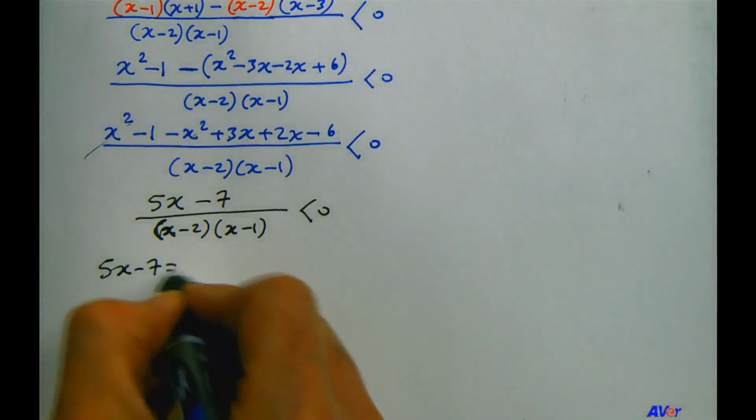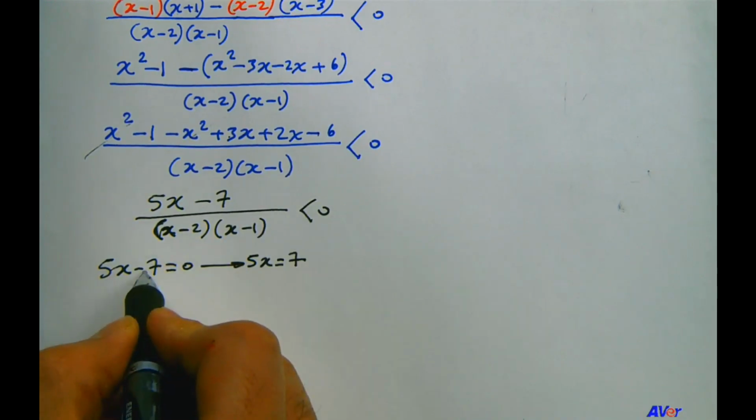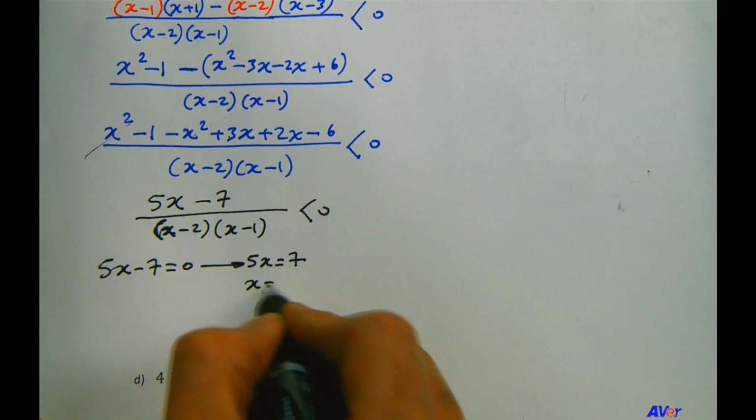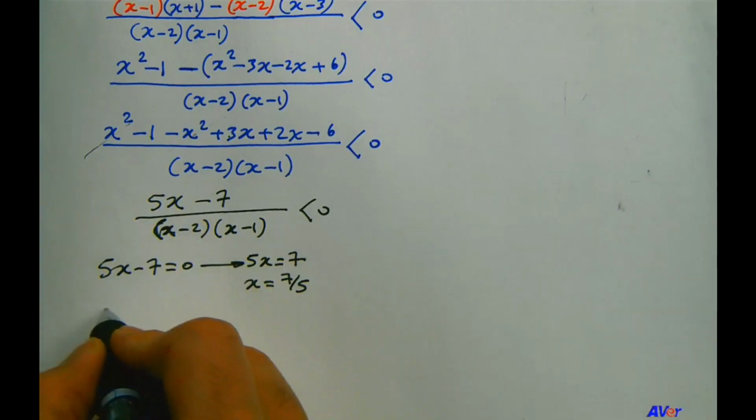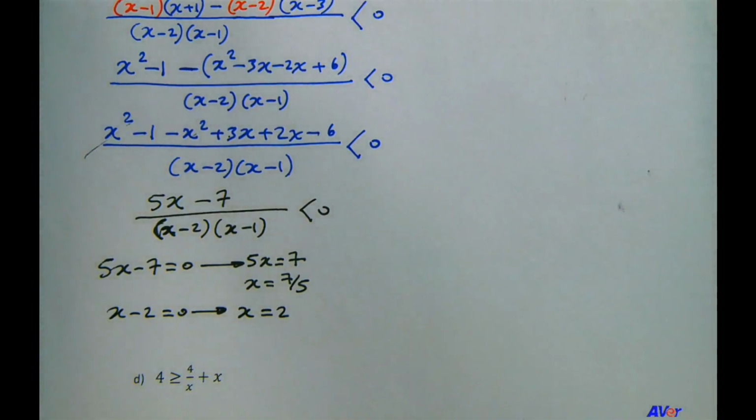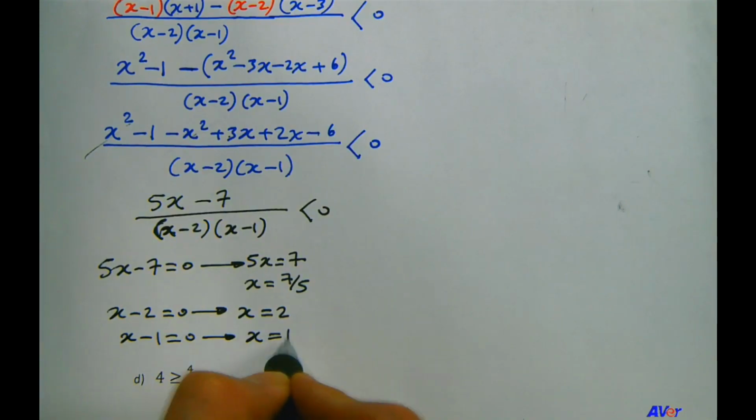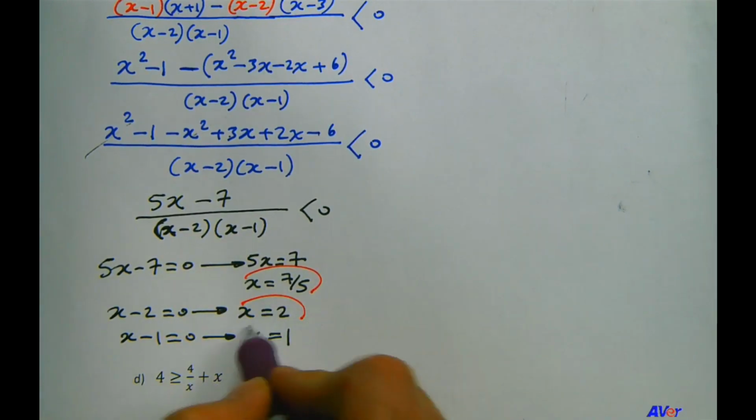5x minus 7 equals 0. That means 5x equals 7, right? Minus 7, move it to the right, it becomes positive. And then x is equal to 7/5, which is something greater than 1. 1 point something, right? Then x minus 2 equals 0. Then from that, x should be equal to 2. And of course, x minus 1 equals 0, which means x should be equal to 1. So we have these three critical values: x equals 7/5, x equals 2, x equals 1.